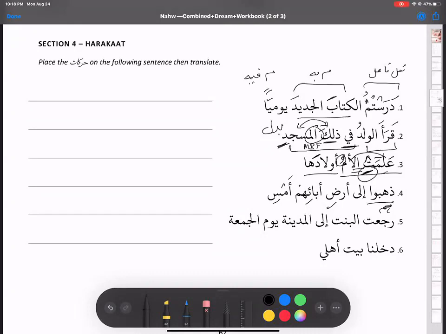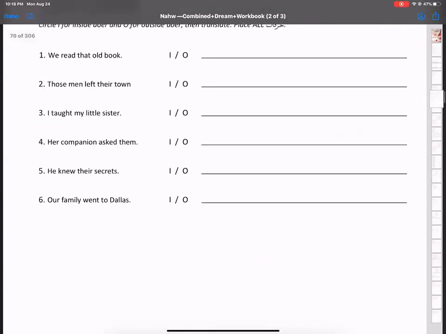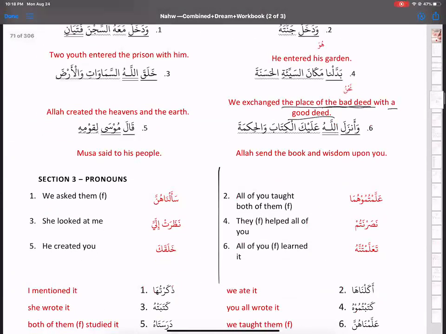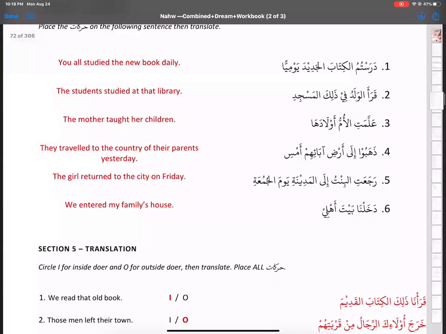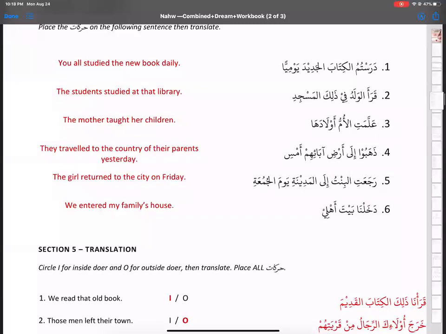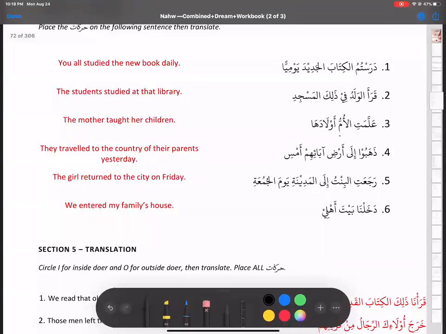I think we have the done one over here. We can look. Yeah, they put dhamma there. So alimatil ummu awladaha. Yes. And what else were we looking for? Zahabu ila lardi abaihim amsi.